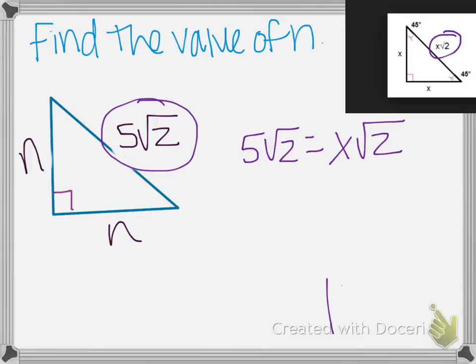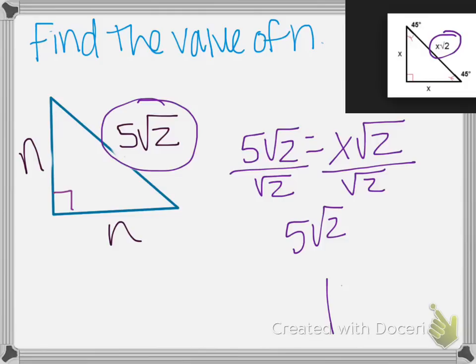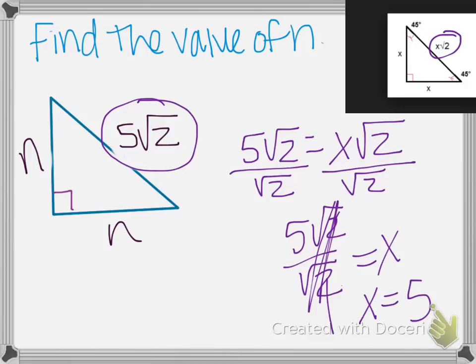So we need to solve for x. So we'll divide both sides by the square root of 2. And we're left with 5 square roots of 2 over square root of 2 is equal to x. Now these two are going to cancel out, and we're going to have x equals 5.